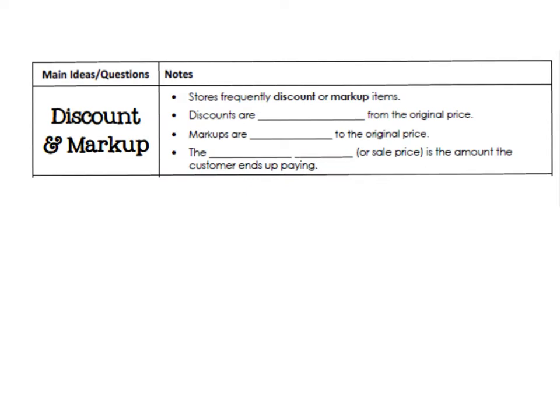This is what I would like you to put into your notes. So pause the video if you need to catch up. Otherwise, here we go. We're going to talk about discounts and markups. A discount is something that is taken off, so we are going to subtract that from the original price. So we're going to have the original price minus the discount, and that is going to give us our answer in most cases.